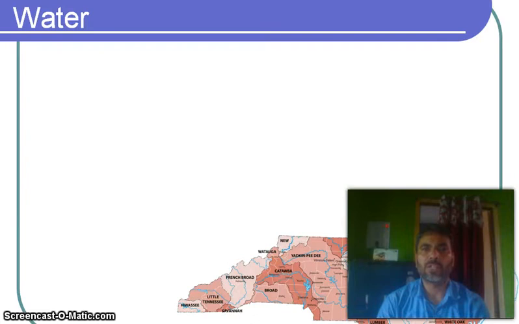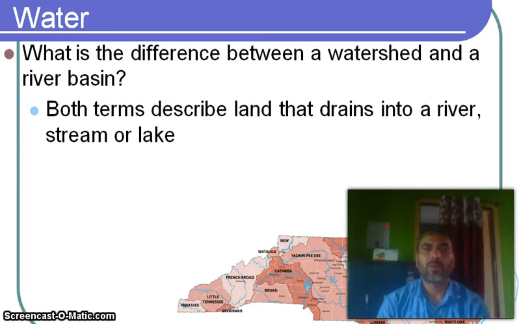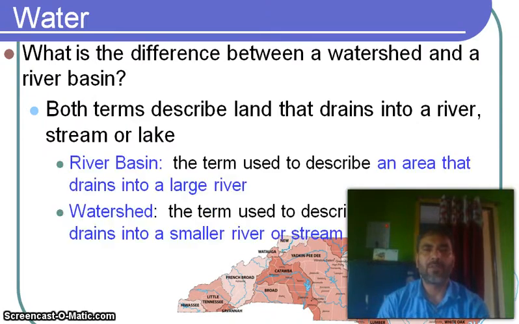So, freshwater location, surface water. What is the difference between a watershed and a river basin? Both terms describe land that drains into a river, stream or lake. River basin, the term used to describe an area that drains into a large area. Watershed, the term used to describe an area that drains into a smaller river or stream.